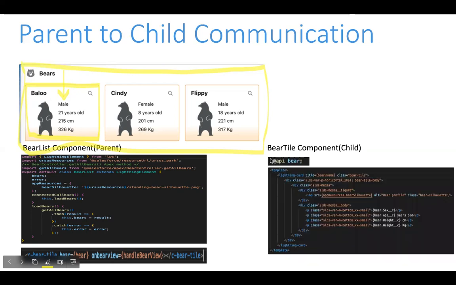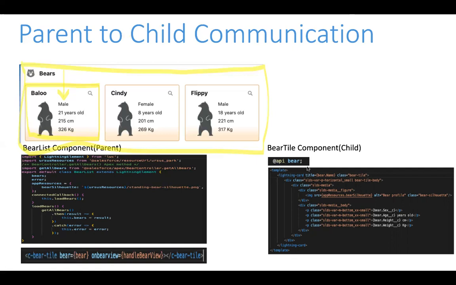So how we are declaring a public property is using an api decorator. That is @api bear. Here the bear will be the public property. After declaring it here, we can access the bear inside the parent component. So here we are passing bear as the each individual beer detail.